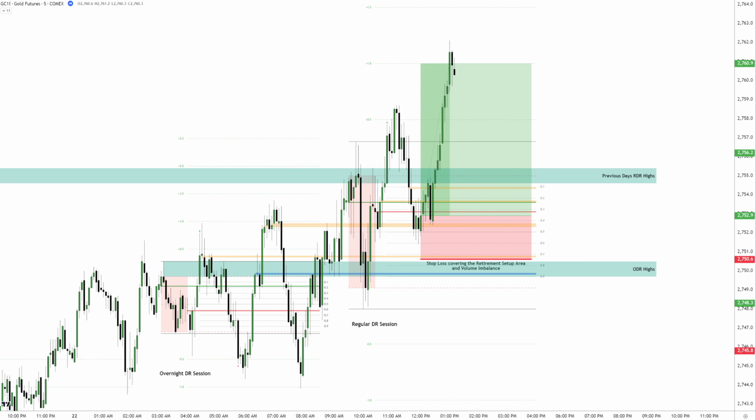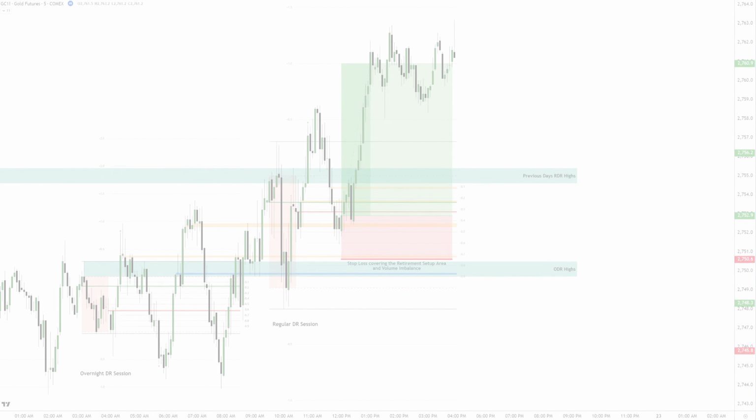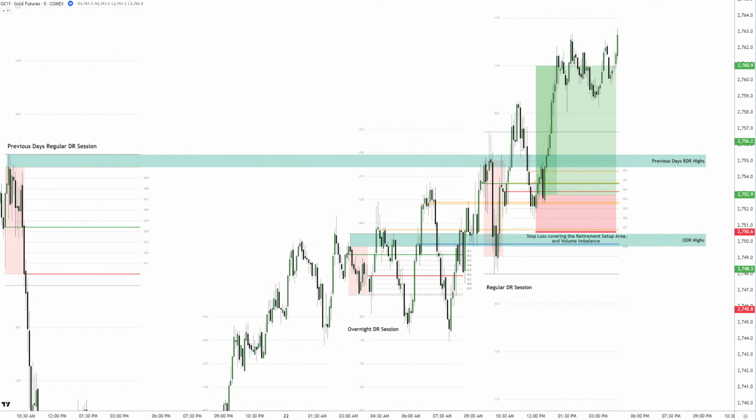Price offers one more opportunity to enter before reaching the next standard deviation level of 1 and the target. This trade shows a powerful approach and the importance of being prepared and having pre-planned scenarios in place.